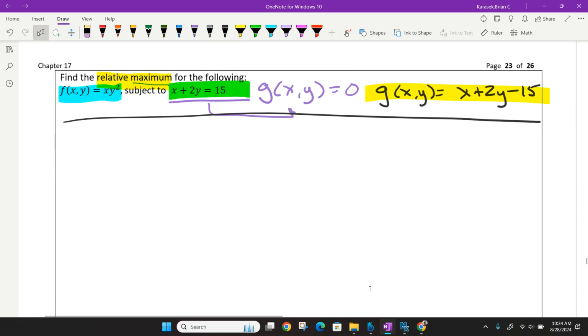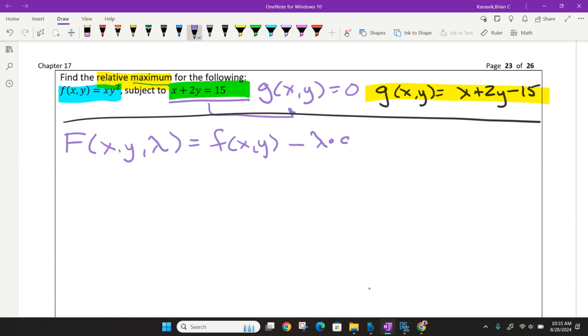Now we'll build the Lagrange function. The Lagrange function is big F of your independent variables, in this case x, y, and our dummy variable lambda, which we'll use to help us solve for those points we're going to go look at. Now, by definition, that is going to be equal to the function f of x, y, that is the function we are looking to optimize, minus lambda times g of x, y.